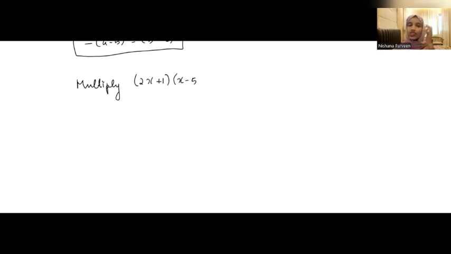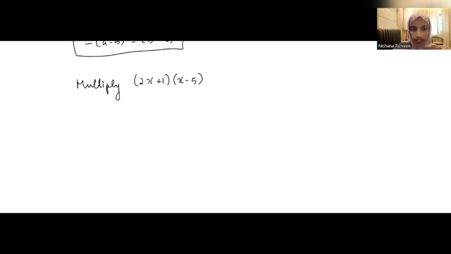As you know, we can just go with the distribution method, right? Means 2x plus 1 times x minus 5. You can go with the FOIL method. FOIL: first, outer, inner, and last pair of terms. Or you can just simply multiply each term with each term in the other bracket.